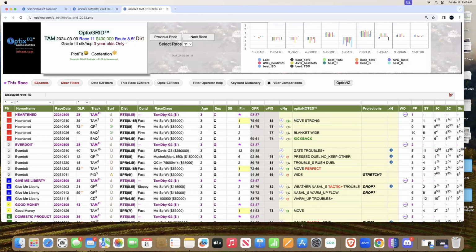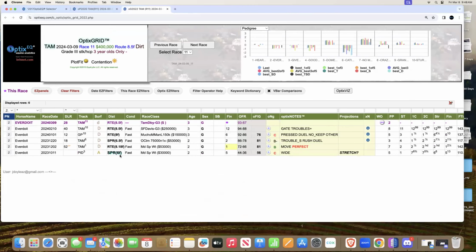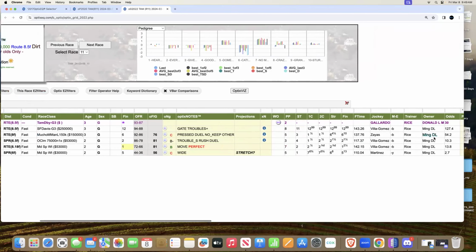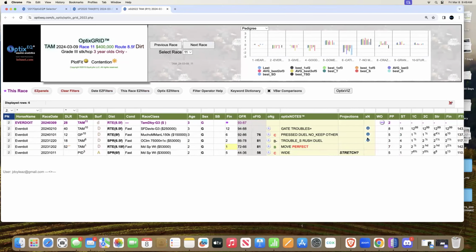Let's go to the next horse. Two, Ever Do It. This horse just doesn't look fast enough. He did have problems in the Sam Davis, but I mean this horse was 127 to 1 that day. He's going to have to really improve on some of these earlier races. Maybe he can improve, I just don't know if it's going to be good enough.